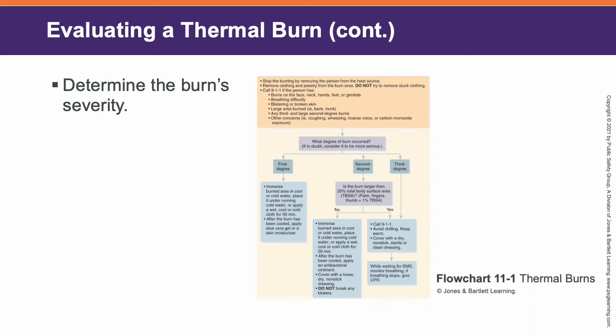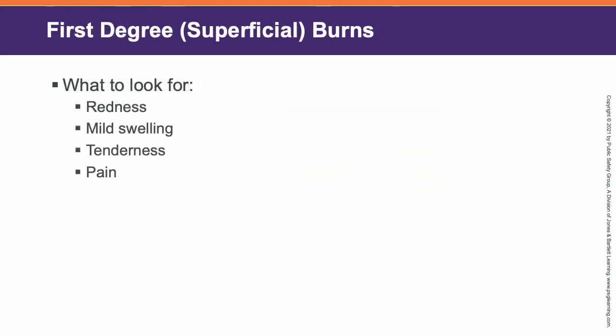Now we're going to look into some other signs of different degrees of burns. So for first degree burns, the things you need to look for: redness, mild swelling. It'll be really tender to the touch, but it will also just hurt. Okay. Anybody who's had a sunburn, which I would assume is most of us, understands what this feels like.